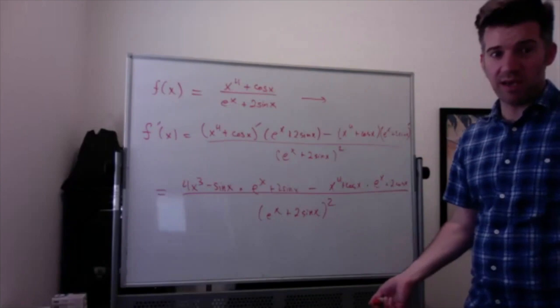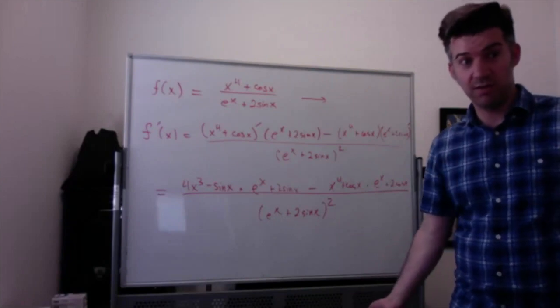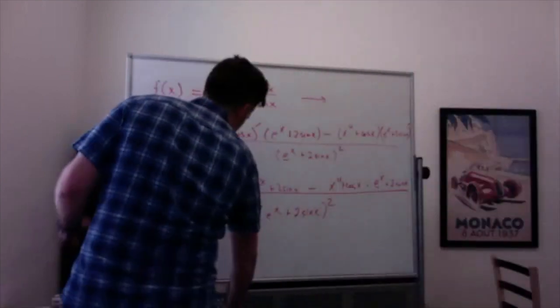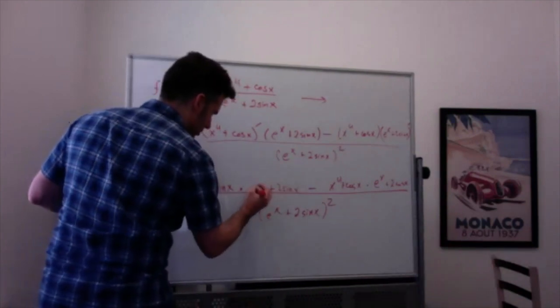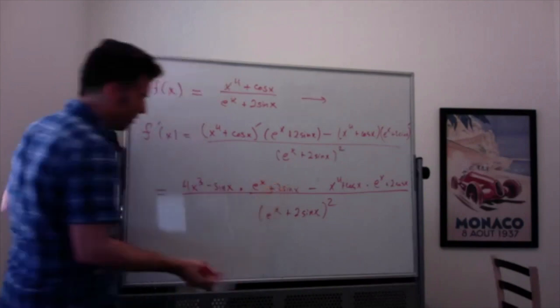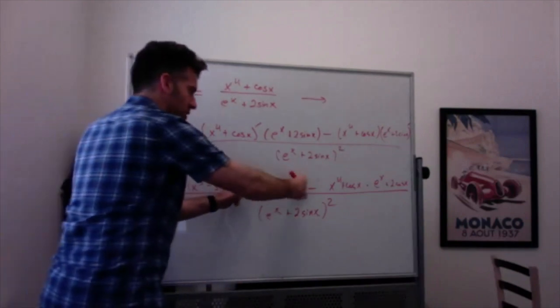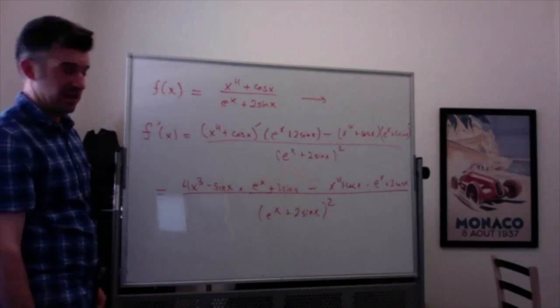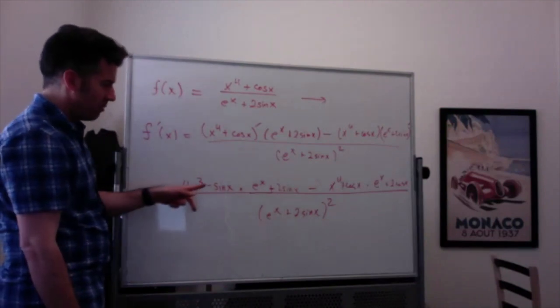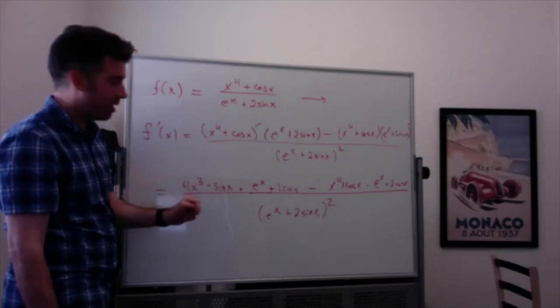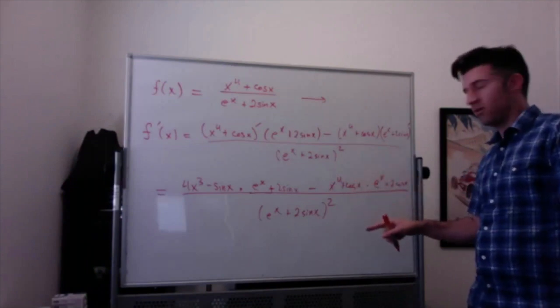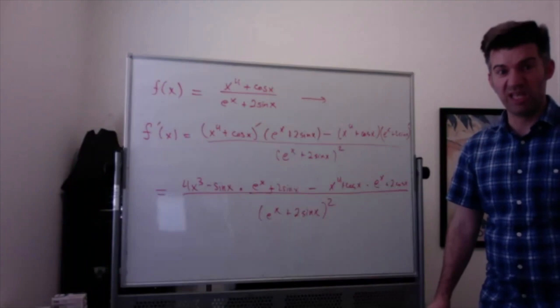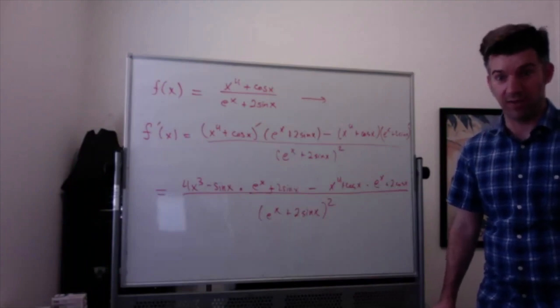And the mistake I'm making here is not using any parentheses, right? If you write it like this, someone might know what you mean. This looks a little wonky. They might know that you mean all of this times all of this, but what you've really written is 4x cubed minus sine x times e to the x plus 2 sine x minus x to the fourth plus cosine x times e to the x plus 2 cosine x. We really need these parentheses. They are vital here.